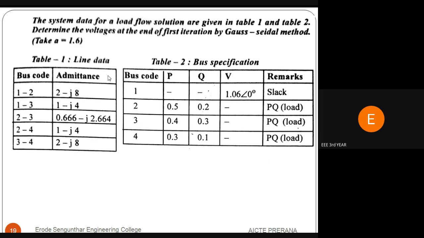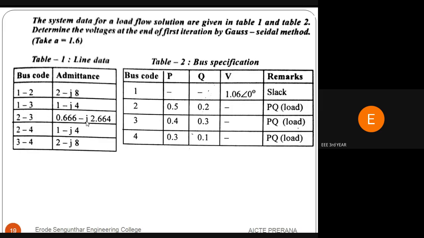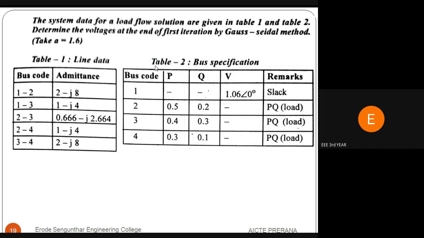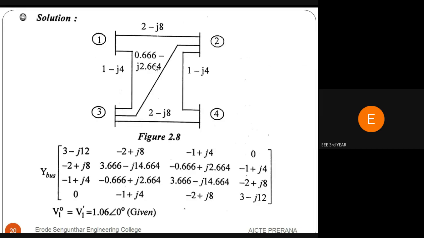The second bus and the third bus are connected with an admittance value of 0.666 minus j2.664. The second bus to the fourth bus is connected with 1 minus j4. Finally, we connect the third to the fourth bus with an admittance value of 2 minus j8.